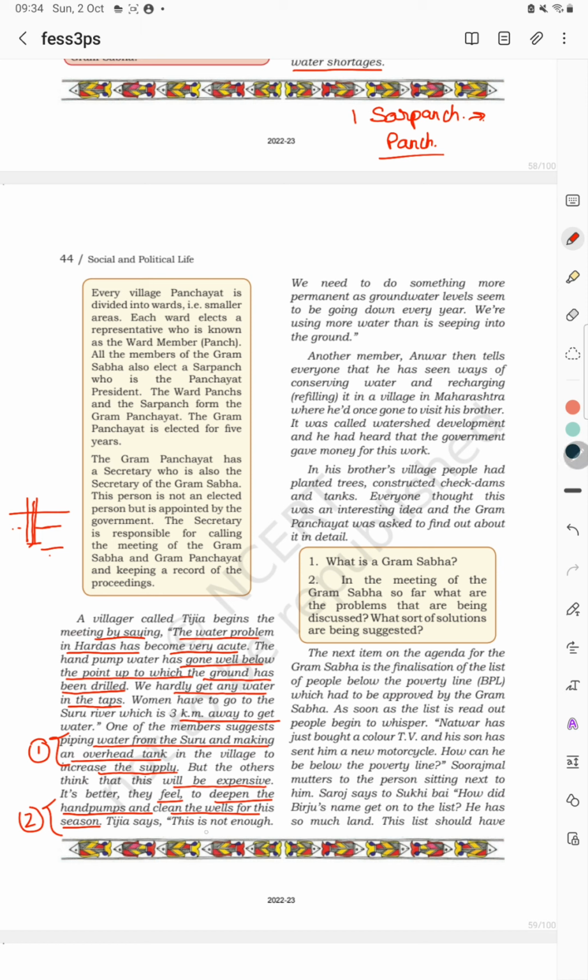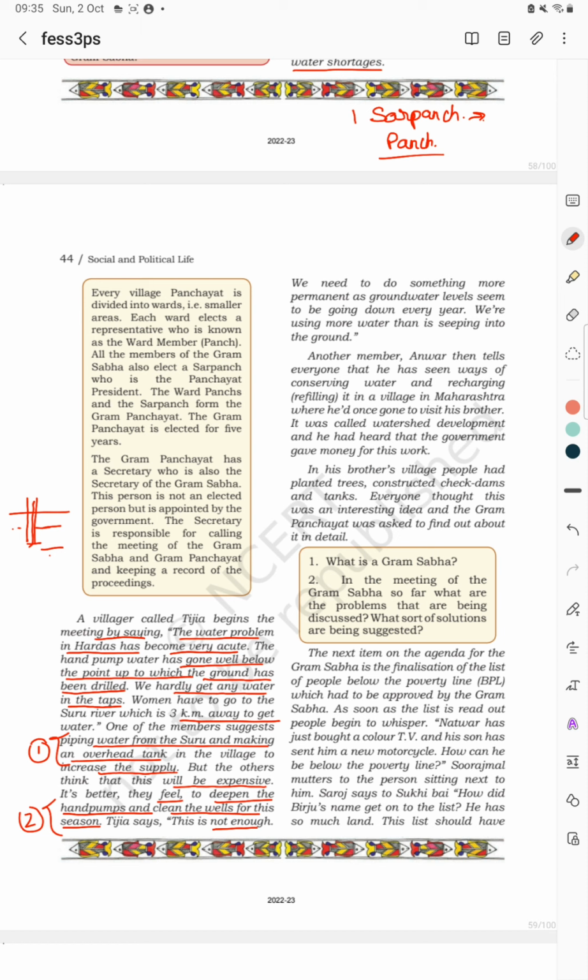So Tijia says this is not enough. We need to do something more permanent, as groundwater level seems to be going down every year. So this is a recurring problem. We will face this problem every year. So what we are thinking is a temporary solution. That is not enough, because for this year we might benefit, but from the next year onwards the problem will occur again. So we need to find some permanent solution for this problem.